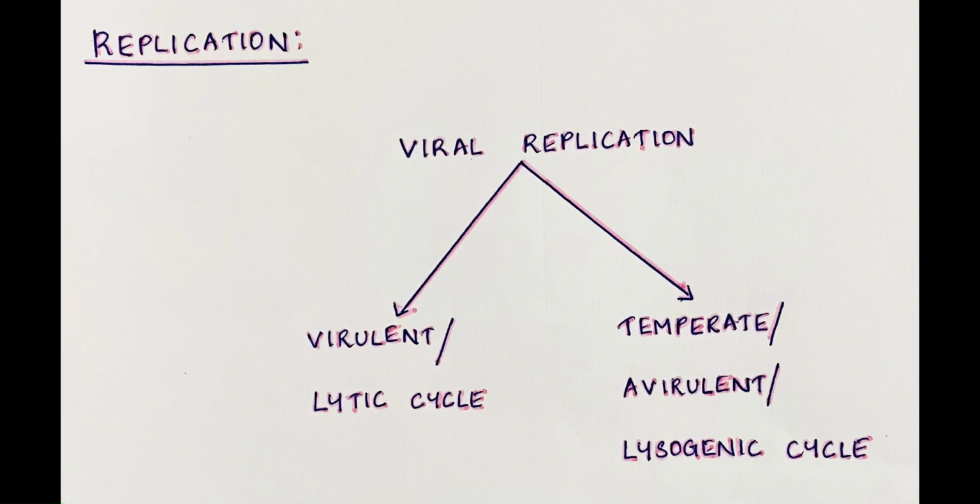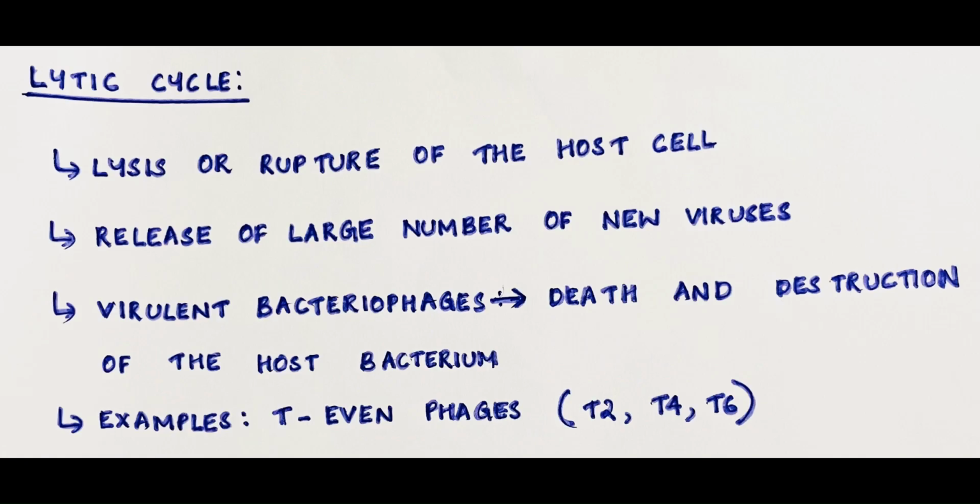Replication. There are two different types of viral replication or life cycles: virulent or lytic cycle and temperate or avirulent or lysogenic cycle. Lytic cycle.